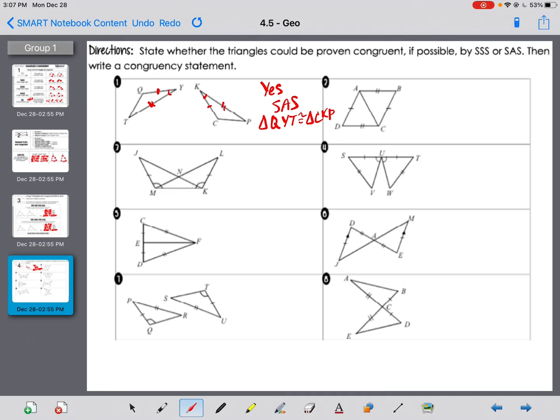Okay, let's try number 2. Now here's that reflexive property. This line is itself in both things, so it is the same in both. And then we got this one is to that one, and this one is to that one. So that's 3 sides in both triangles. So that's a yes, because side, side, side. So triangle ABC is congruent to triangle A.